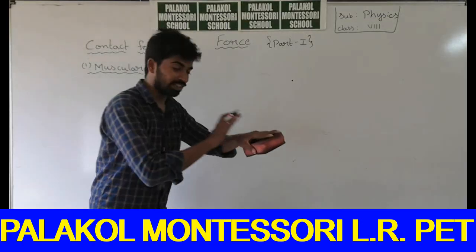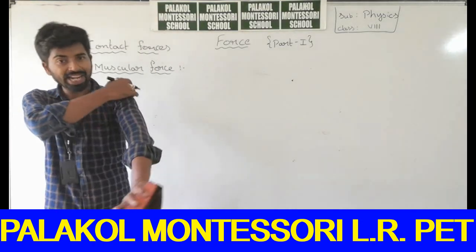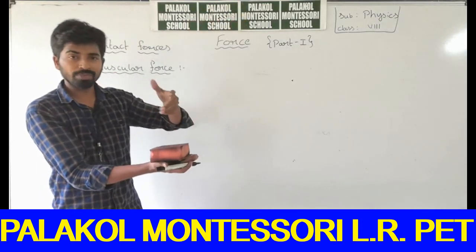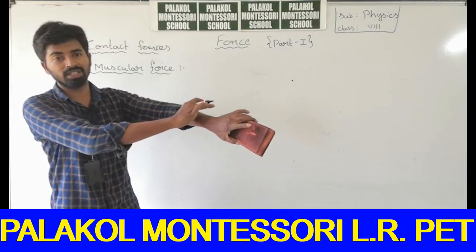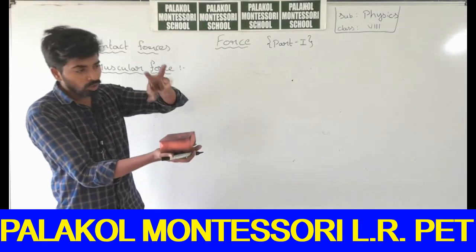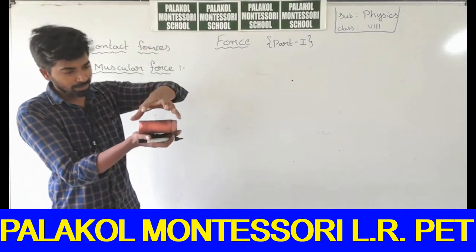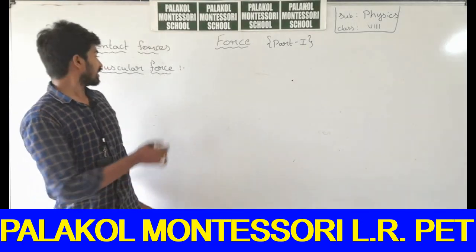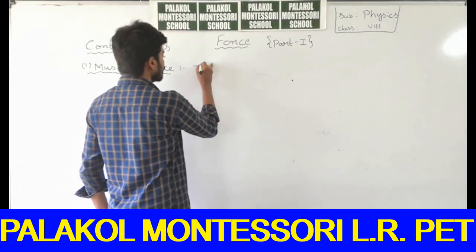Here that force is applied with the help of muscles. The muscles present in my hand and my shoulder help to apply the force. So, what is responsible for applying the force? Muscles are responsible. Muscles are helping me to hold this object. The muscles in the fingers and the hand are helping to hold this object. So, the force acting on the object with the help of muscles is called muscular force.